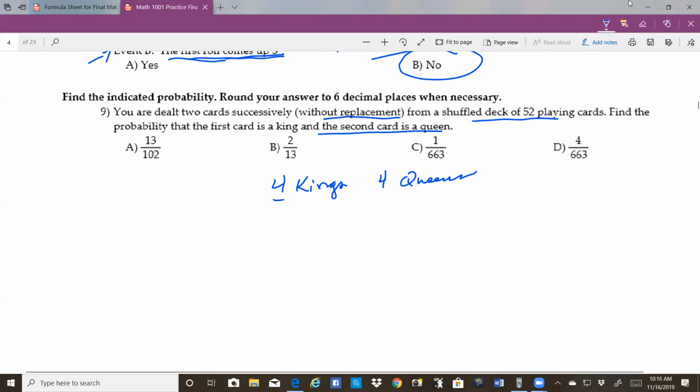The probability of getting a king on the first draw is 4 out of the 52. So this is the probability the first is a king. Then you have 51 cards left, and there are 4 queens. So the probability of getting a queen on the second draw is 4 out of 51.